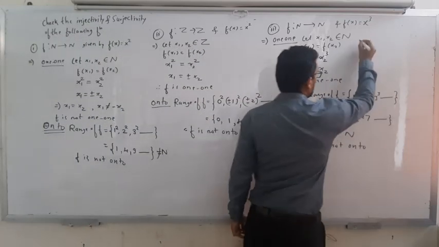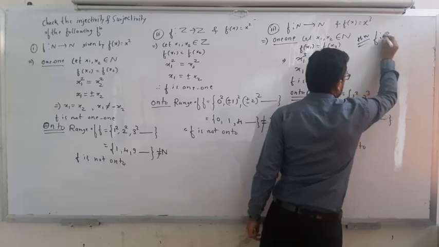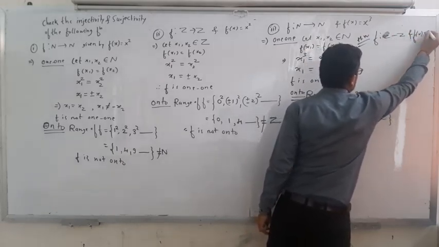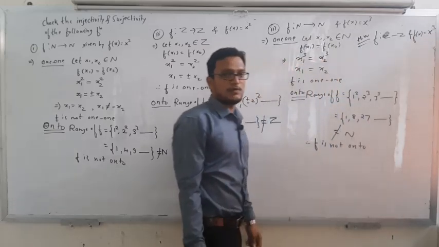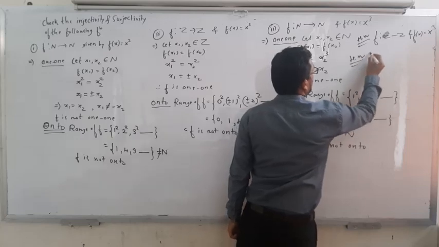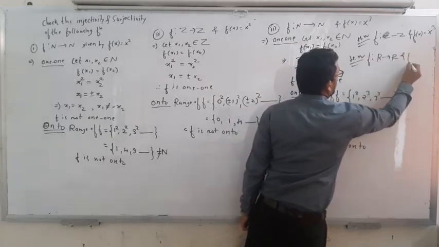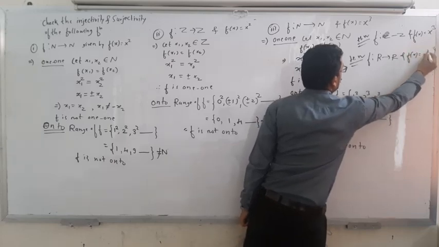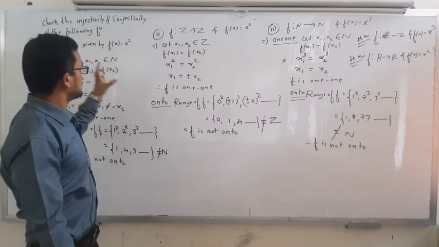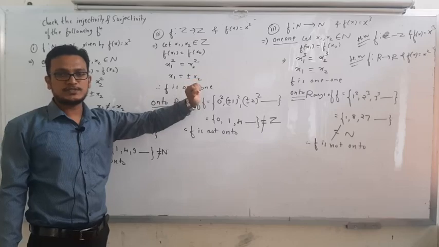For homework, what is the homework now? F is a mapping from Z to Z, and f of x is equal to x cube. Another one is f is from R to R, and f of x is equal to x square. So just go through these examples and simplify those two examples.